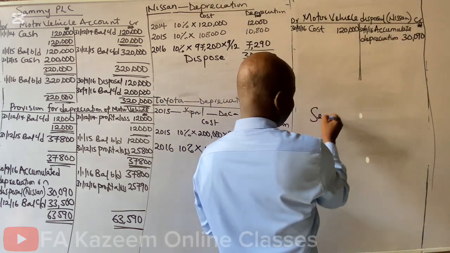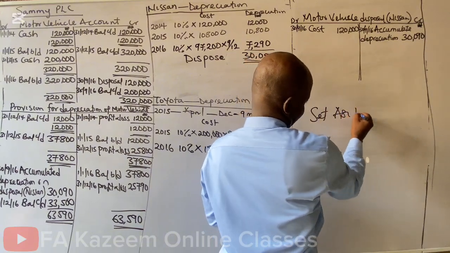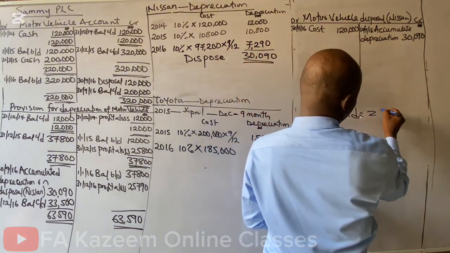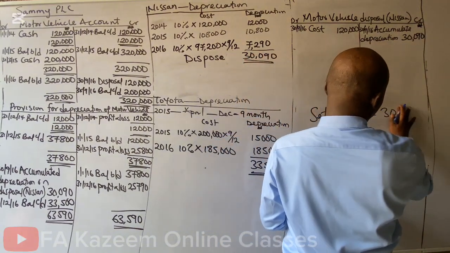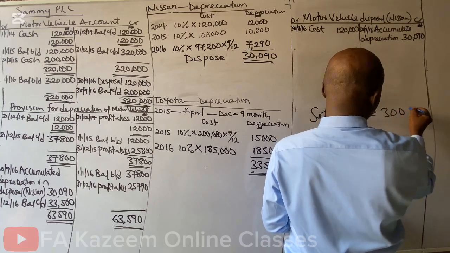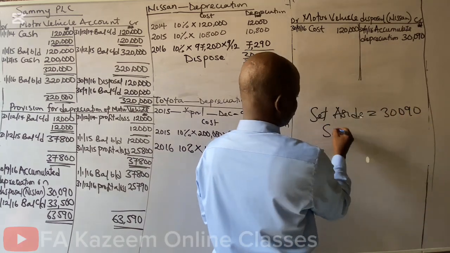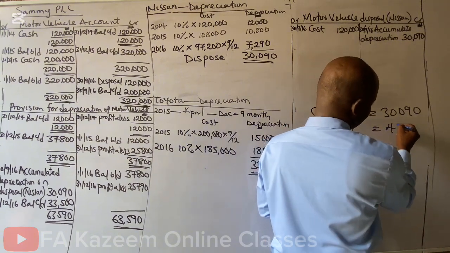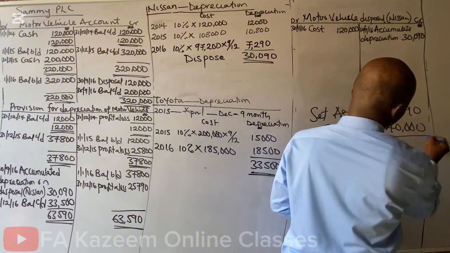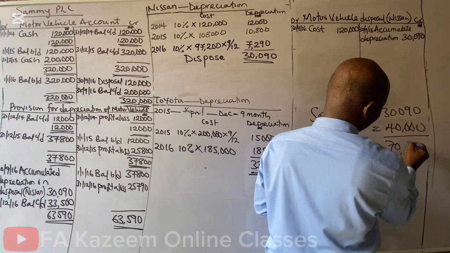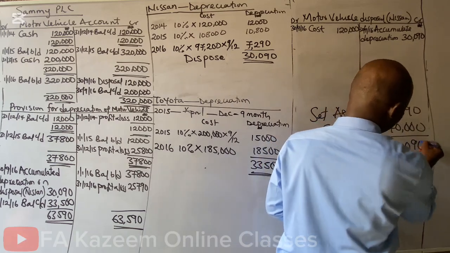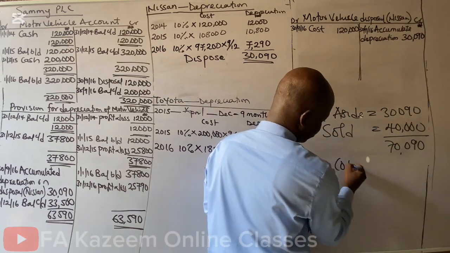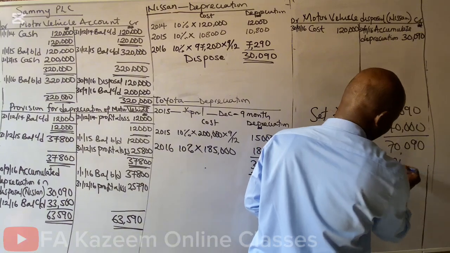Now let's look at it. The money they have set aside for Nissan is 30,090. And the Nissan was what? Sold. What they are able to realize, they sold it for what? 40,000. Meaning the total amount they realized was what? 70,090 for a vehicle that they bought at 120,000.